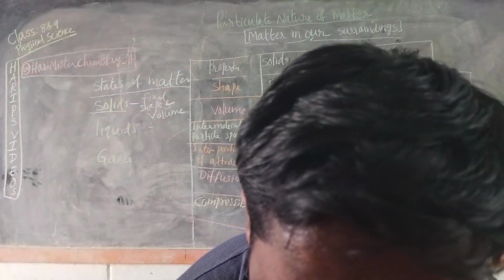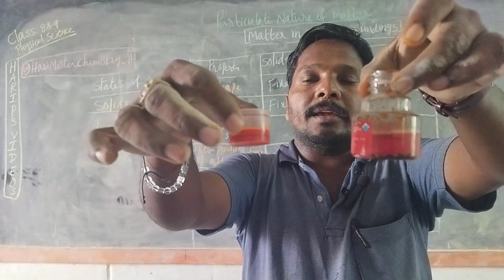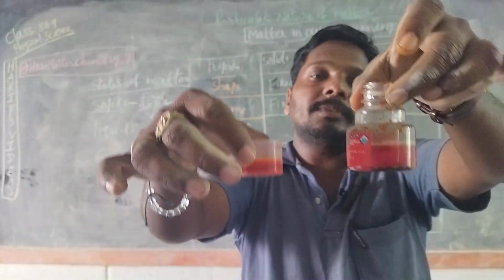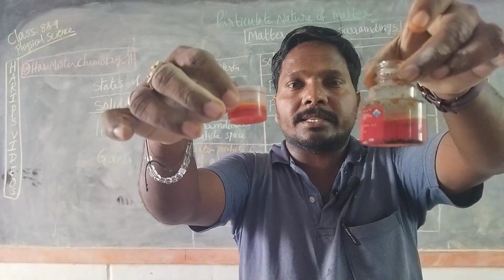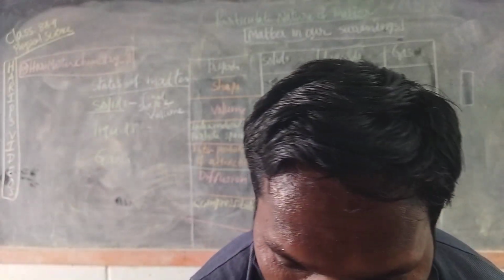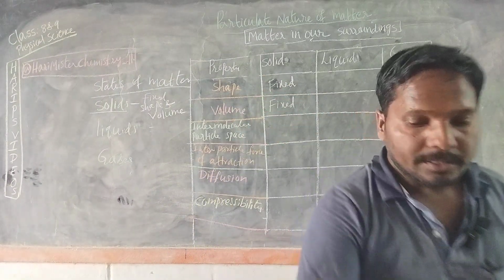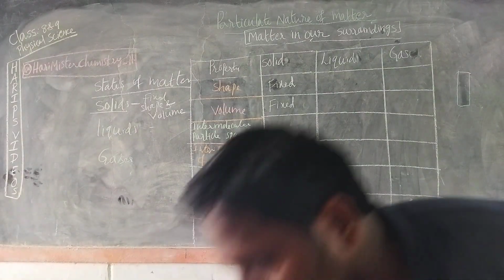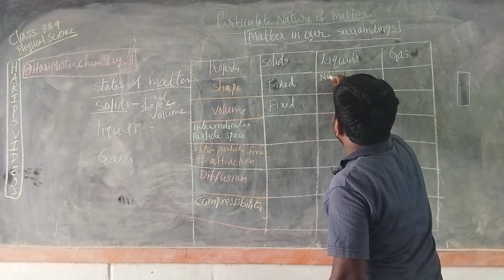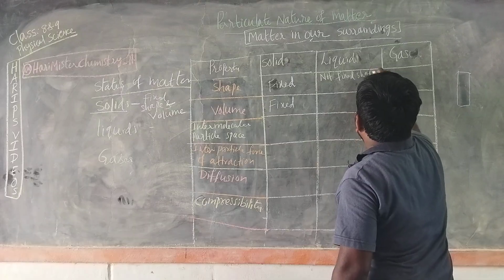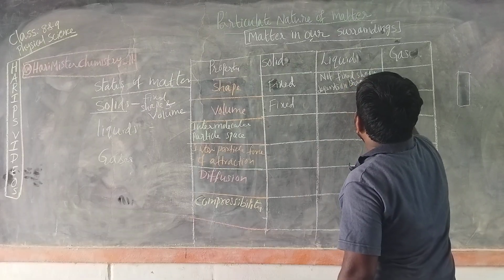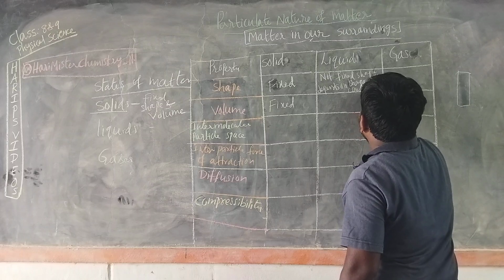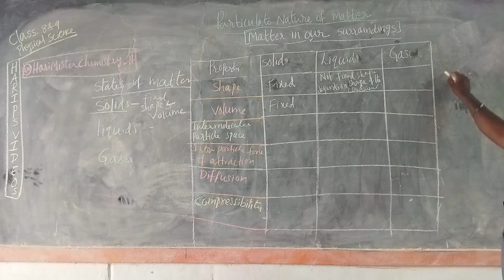Then similarly compare these two. A liquid in a small cup, then in another one. So all are liquids only. But do these liquids have the same shape or not? No, they have no fixed shape. Their shape depends on the shape of the container. If you take the beaker, the liquid gets the shape of the beaker.